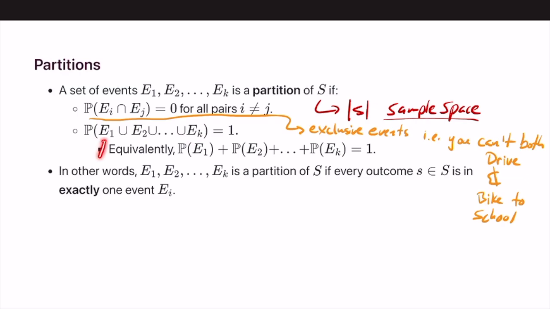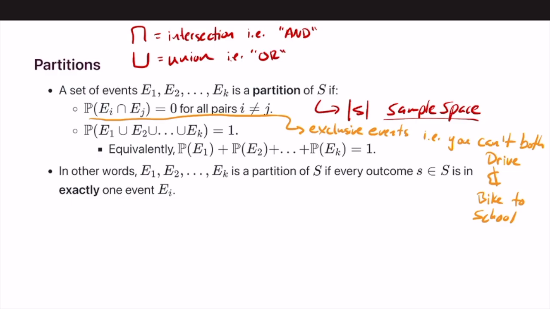The second one is that the probability of the union of all your K events, so not the intersection, the union between all of these. Let me make that clear: this symbol equals intersection, in other words, and this one is union, which is another way of saying or. So the union of all your K events has to equal 1. So the probability space needs to be equal to 1.